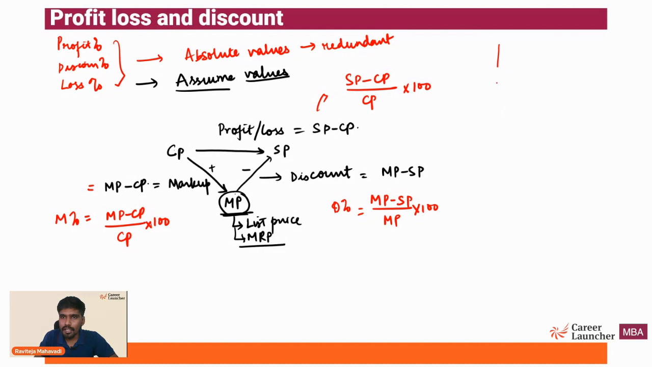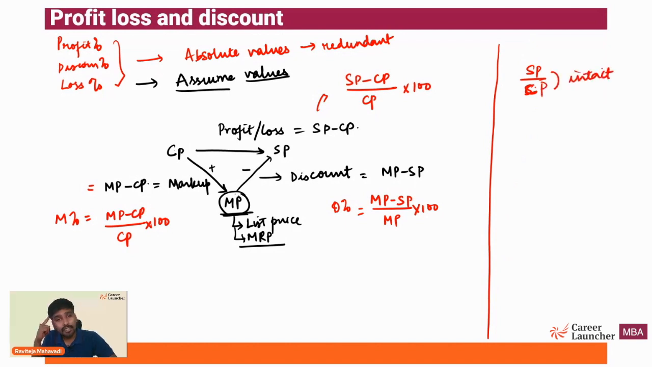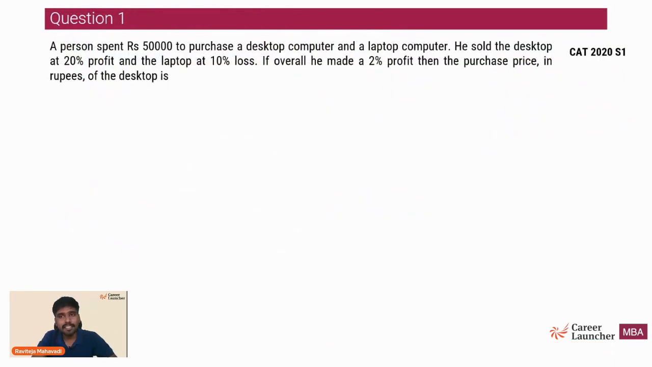What is important, what is prevalent in any of these questions is the ratio of selling price and cost price. As long as the ratio of selling price and cost price remains intact, profit percentage will remain intact. So assume any values which will create the same ratios, the same percentages, and your final percentage output will be the same. So with that, let's get started.